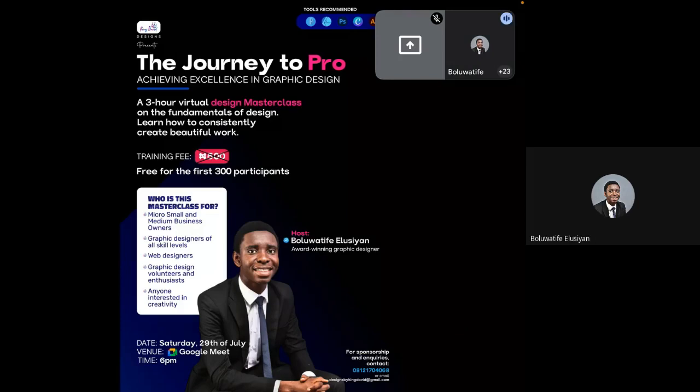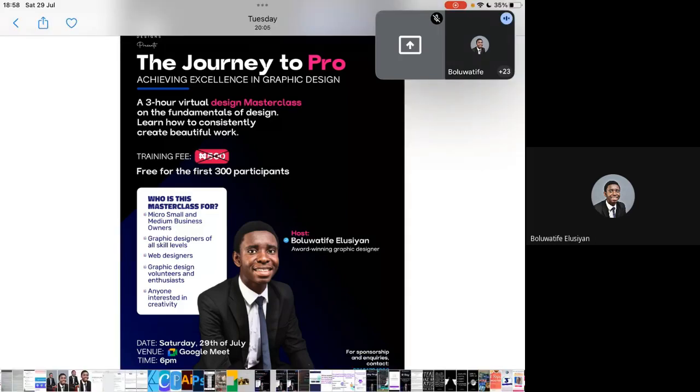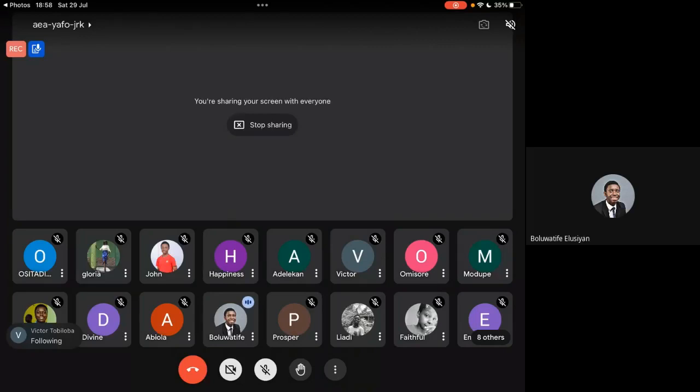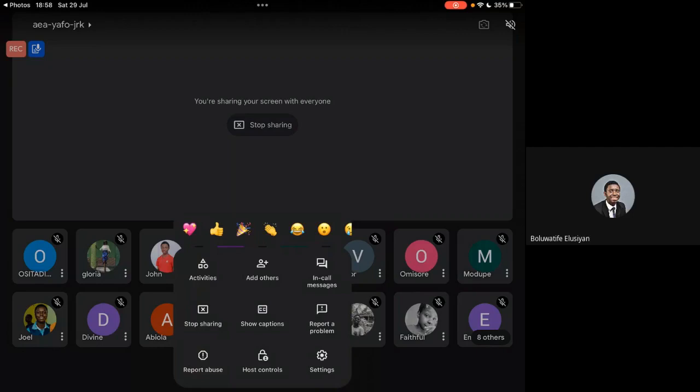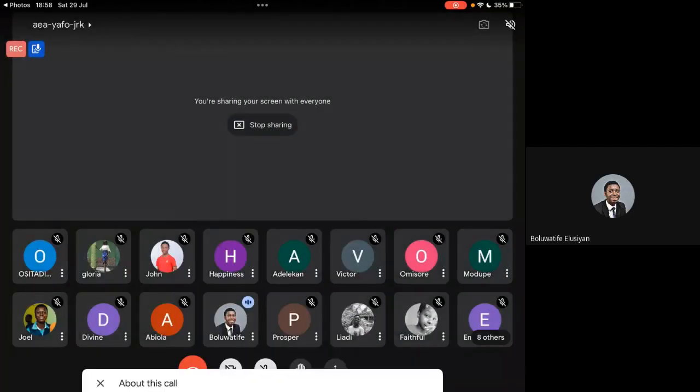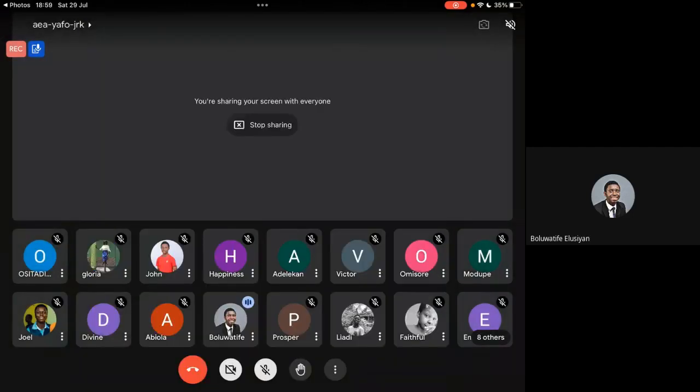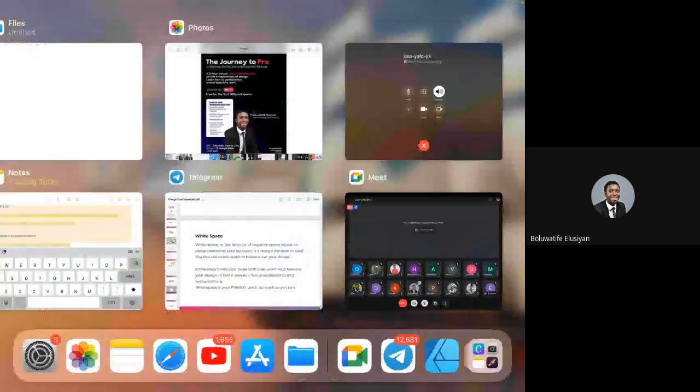I wish I could annotate. I don't know why it's so difficult. On Zoom, it's easier to annotate your screen, but here it's a problem. It will take me somewhere else when I want to annotate. But imagine. Let's go back to the picture.